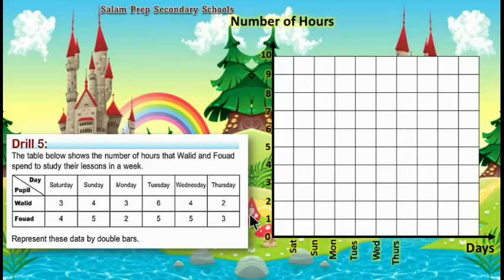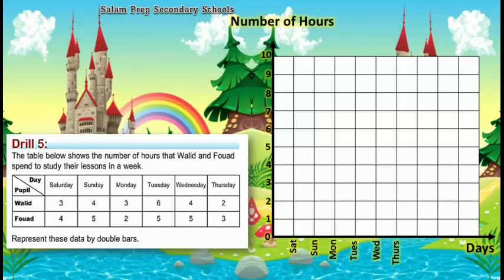Now we need to write the numbers on vertical axis. Please look at numbers on the table: 3, 4, 6, 5. So we can determine the scale jump by 1. You must start with 0 at intersection point of horizontal axis and vertical axis. Jump by 1: 0, 1, 2, 3, 4, 5, 6, 7, 8, 9, 10.